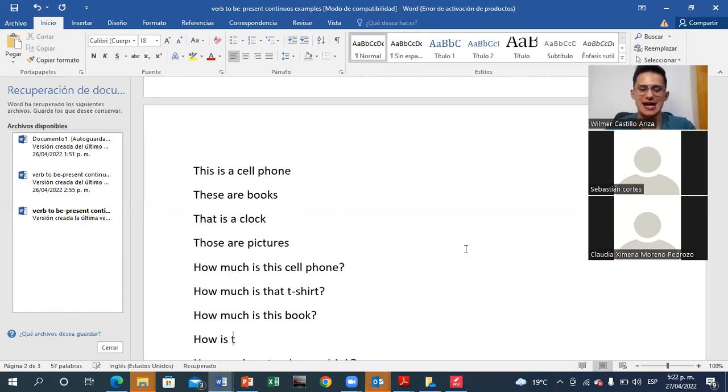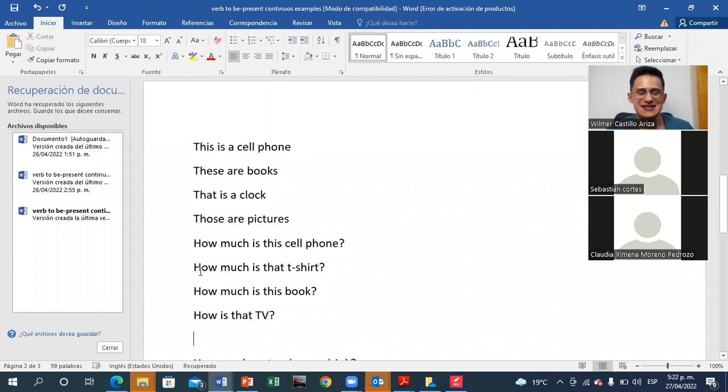En este caso, ¿sería this o sería that? Listo. Entonces, recordemos que this es para algo que tengo acá. Y that es para algo que estoy señalando. Significa eso o eso. Dime. How much is that TV? Ok, that TV. Ok, great.